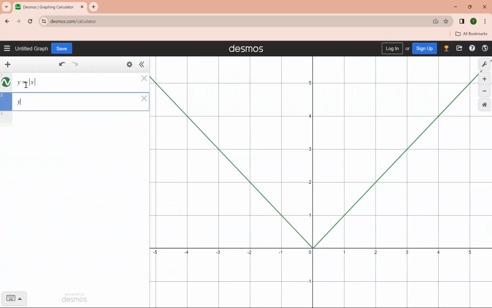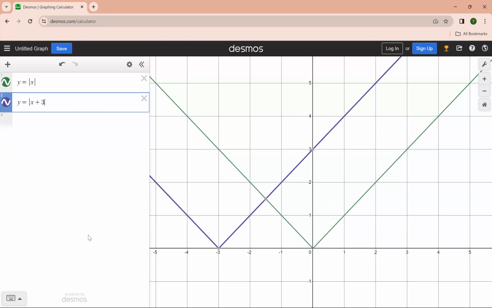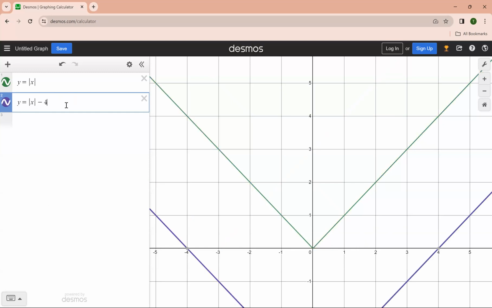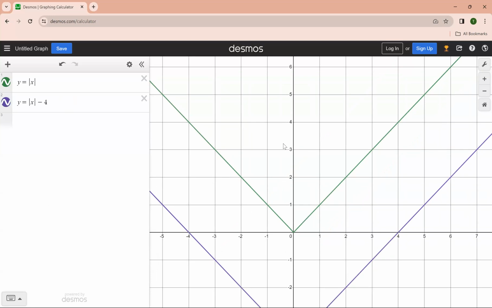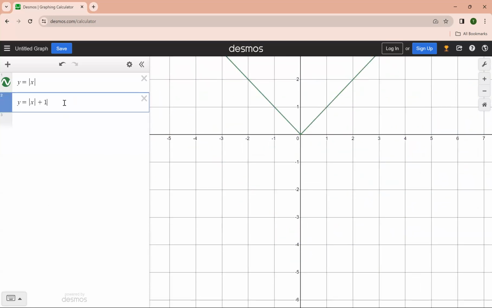Okay, so we've talked about this at length. If it's x minus 2, you see how that moves it to the right 2? We just saw that in this problem. And if it's plus 3, that's moved to the left 3. And if we go minus 4, that's down 4. And if we go plus 1, it's moved up 1, right?